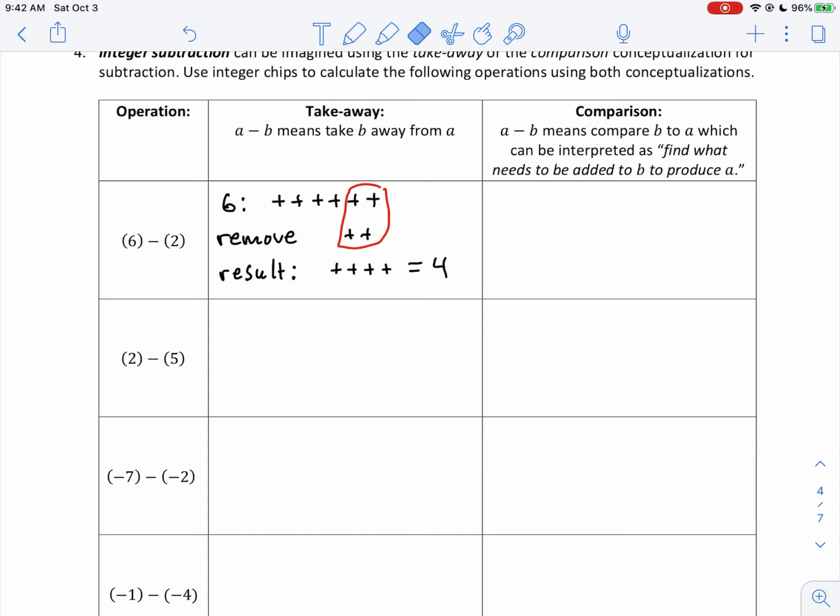Okay, so in my work here, I would say, okay, let's do a representation of 2. Go back to black. A representation of 2 is plus, plus. And I want to remove 5. So we're trying to remove plus, plus, plus, plus, plus. Well, I only have 2 pluses, and I'm trying to remove 5. So insert 0 pairings into the representation of 2 until you have 5 pluses that you can remove. So there's a 0 pairing, and there's a 0 pairing, and there's a 0 pairing.